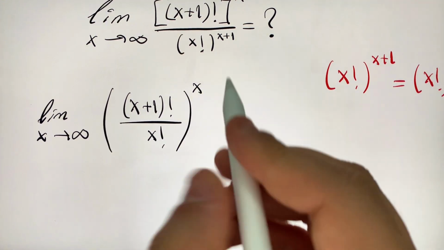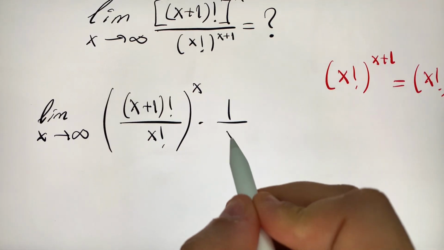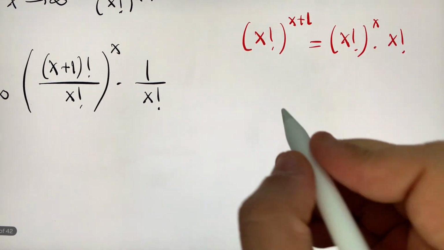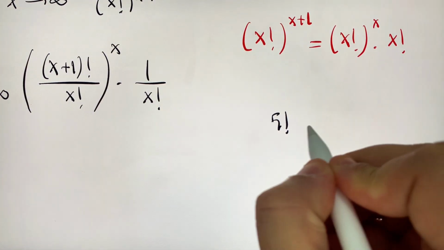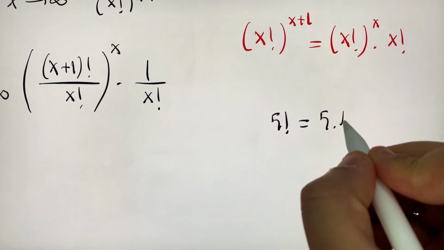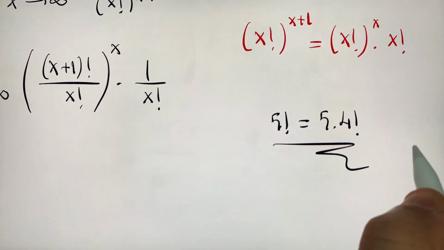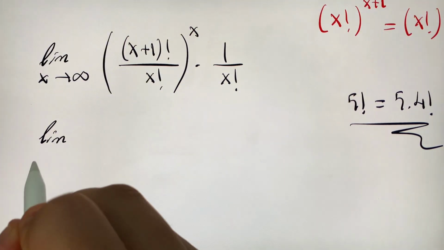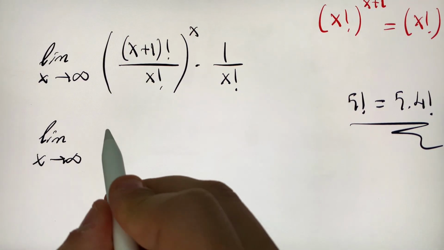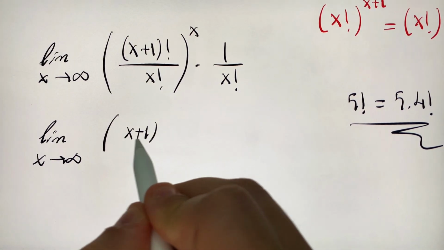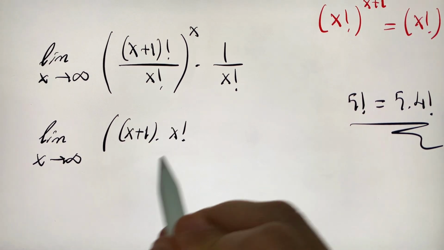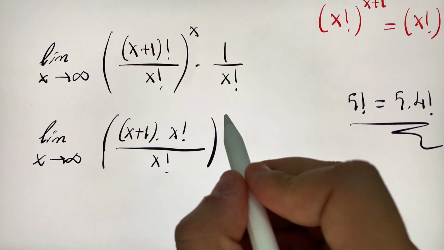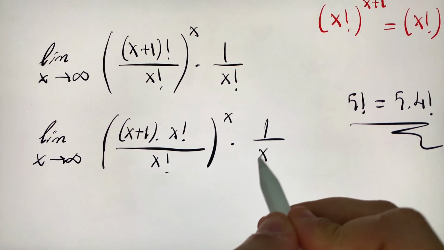I wrote this expression times 1 over x factorial. Then I use the factorial property. What do I mean? For example, 5 factorial, we can write as 5 times 4 factorial. I bring it and use it here. So the limit as x goes to infinity of (x plus 1) times x factorial, divided by x factorial, times 1 over x factorial.